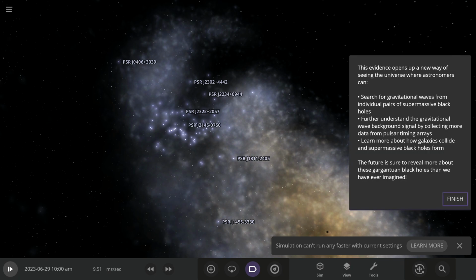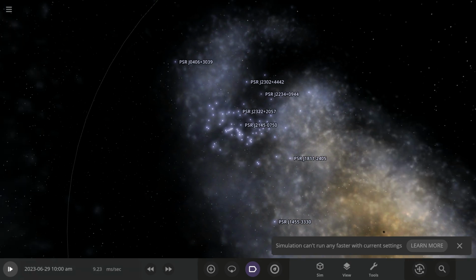This evidence opens up a new way of seeing the universe, where astronomers can search for gravitational waves from individual pairs of supermassive black holes, further understand the gravitational wave background signal by collecting more data from pulsar timing arrays, and learn more about how galaxies collide and supermassive black holes form. The future is sure to reveal more about these gargantuan black holes than we have ever imagined.